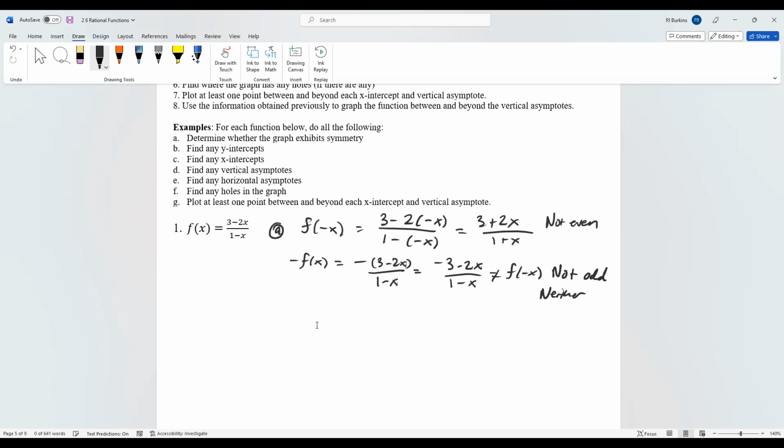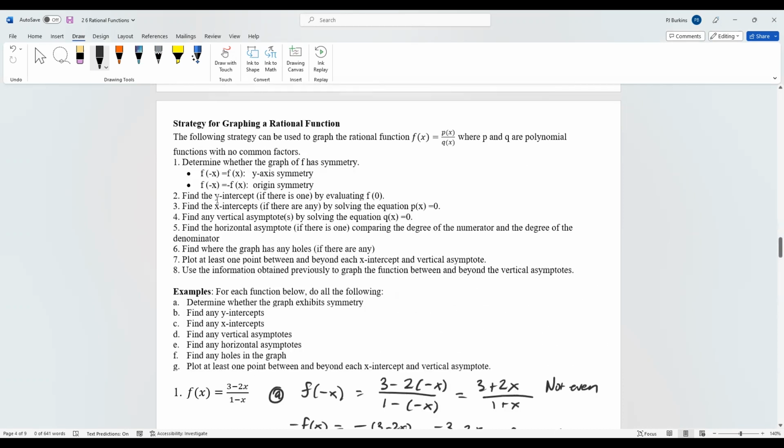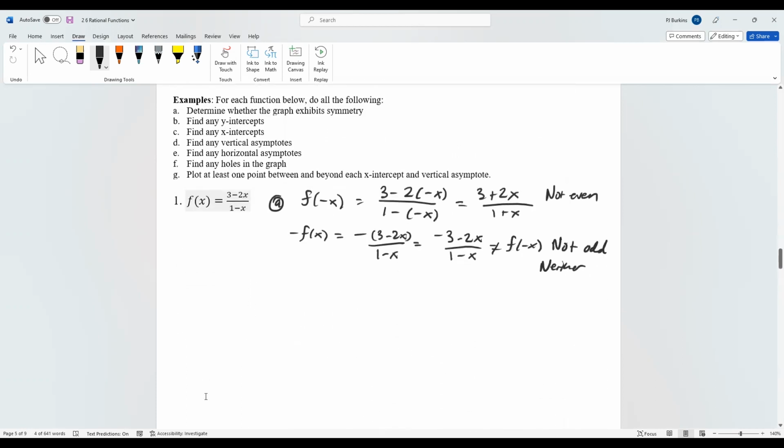Next, we need to look for any y-intercepts. The y-intercepts are, as it says here, evaluating the function for x equals 0. So if we plug in and solve for f of 0, what do we get? Well, let's see. So 2 times 0 is 0. 3 minus 0 is 3. 1 minus 0 is 1. And we get 3 out of that. So it looks like the y-intercept is x equals 0, y equals 3.